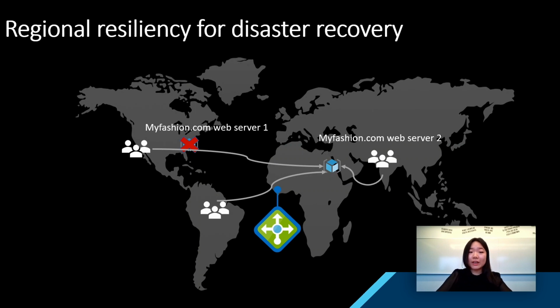Now, what you can see here is that the customer that was supposed to hit web server 1 is now routed to the next closest healthy regional deployment, which is web server 2 in West Europe. And so this really gives you that regional resiliency for disaster recovery. So in the event a region goes down or a server goes down in a region, your end customer is still not impacted, accessing the server further away, but up and running.